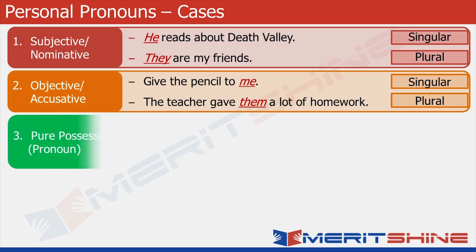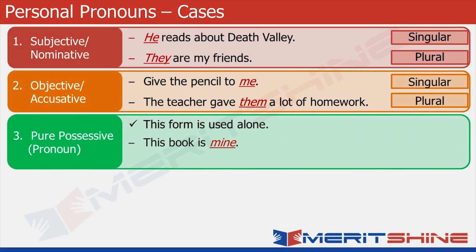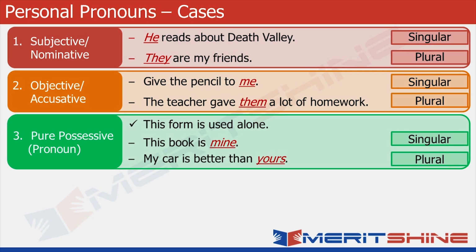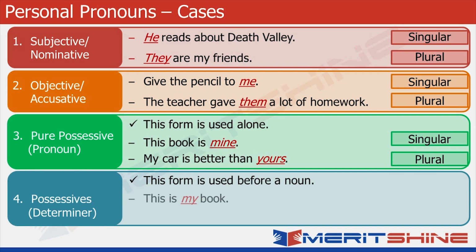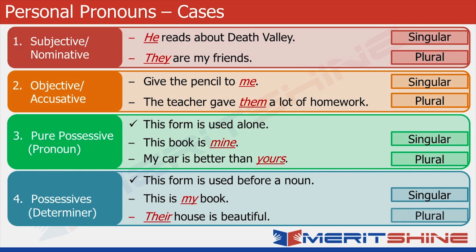Now look at these sentences. This book is mine. My car is better than yours. Here mine and yours are singular and plural pronouns respectively. In the possessive case, pronouns show possession of the noun. This is my book. Their house is beautiful. Here my and their are determiners as they are followed by the noun book and house respectively.